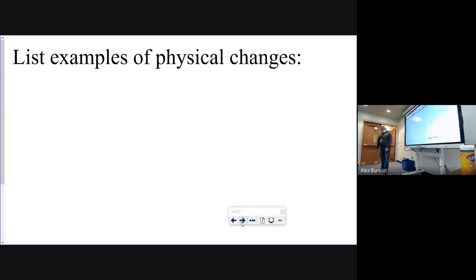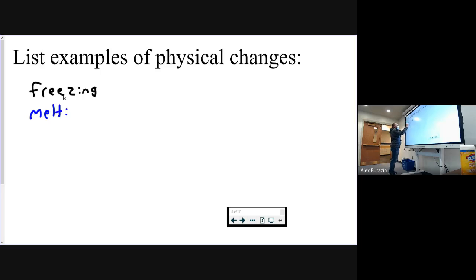Okay, what are some examples of physical changes? We'll just start listing some random things. Freezing. What else? Melting, going the opposite direction, right? Instead of from liquid to solid, you're going solid to liquid. Yeah, sure. What else? Boiling. Condensing.